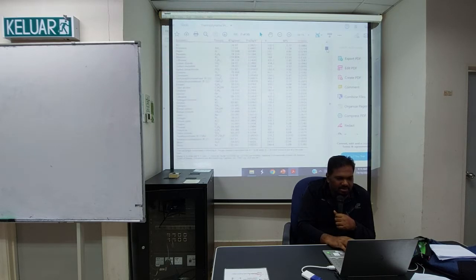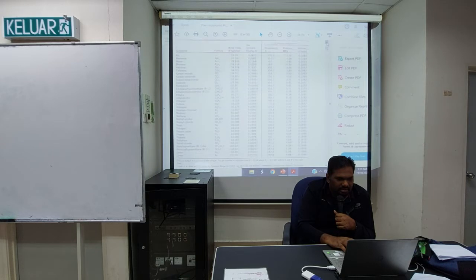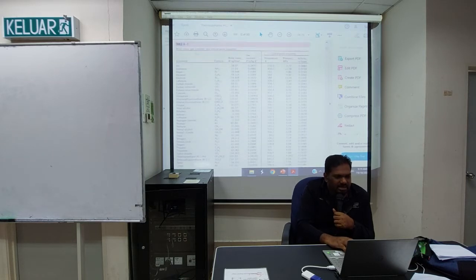Table A1 is the molar mass, gas constant and critical point properties. Here there are a few substances given. Normally we use air, so the molar mass is 28.97 and the gas constant is 0.287. You can refer to the thermodynamic table and directly take the value for your calculation.